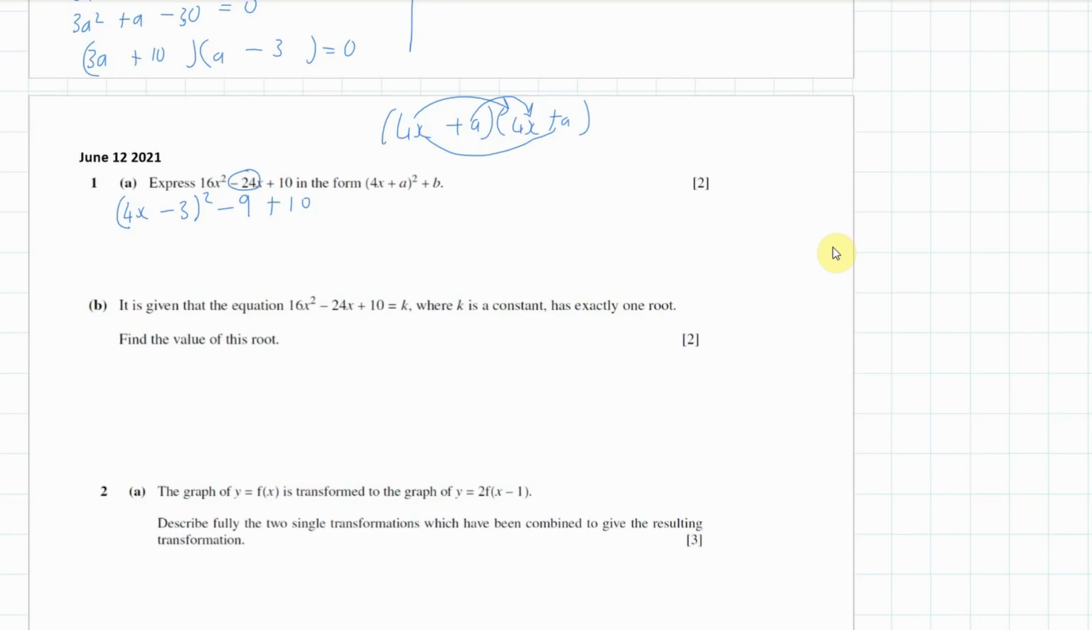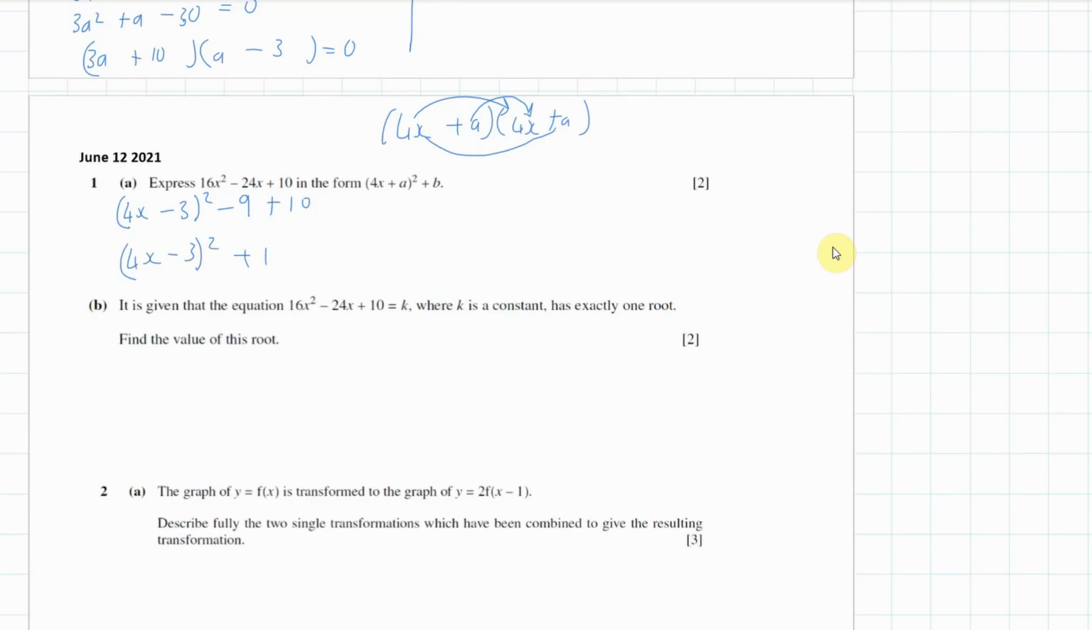8 times a equals 24. So that's how I got the 3 here, because 4 times negative 3 is negative 12, and you're going to do that twice, which gives you negative 24. And then obviously that minus 9 that I've chucked out there, it's because I've done that complete the square move, and I've got to get rid of the extra 9 that I have from when I expand this (4x minus 3). So last line would be to go plus 1, because the 10 minus 9 is plus 1.